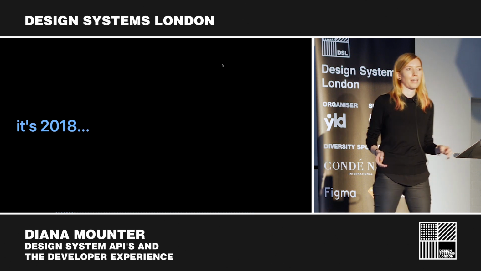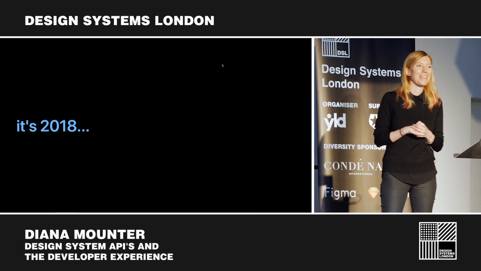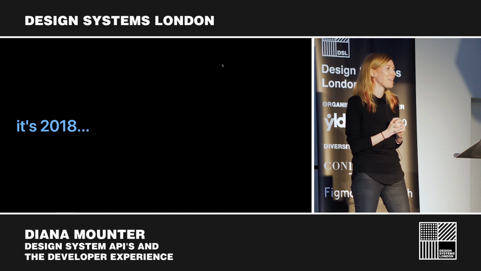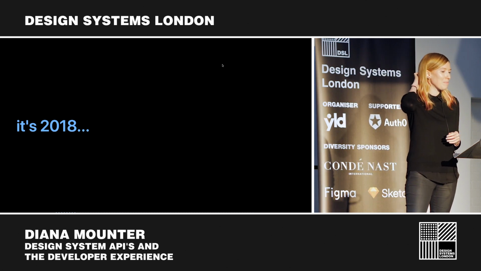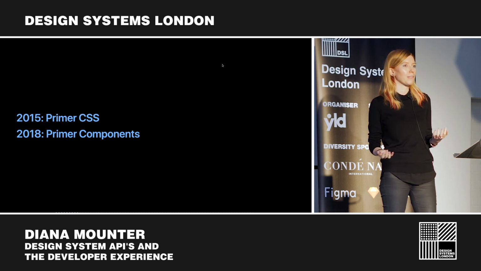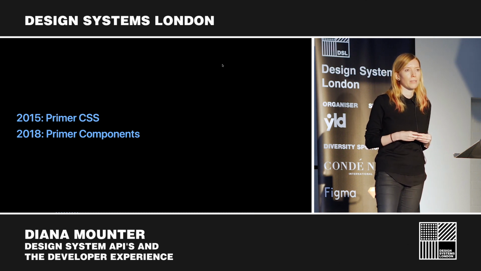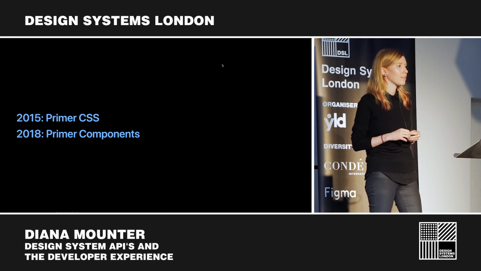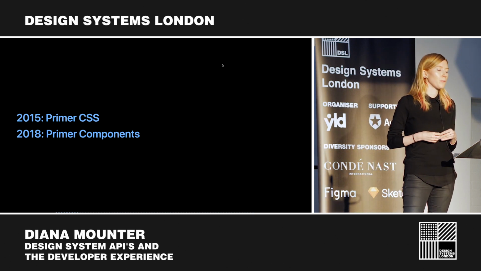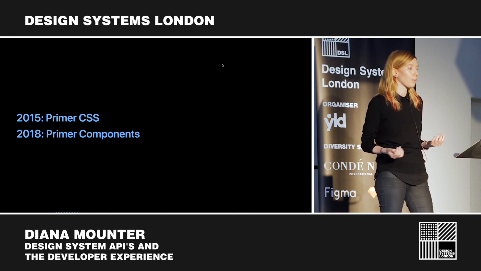So you might be thinking, oh, Ruby on Rails, that's like 10, 12 years ago or something. It's 2018. Everyone's been talking about React. So I am going to talk not just about Primer CSS, which is what's used currently in the majority of cases on github.com and the Rails monolith, but also Primer components, which we've been working on this year, which is our React component library.